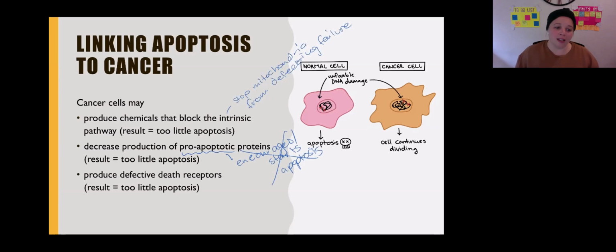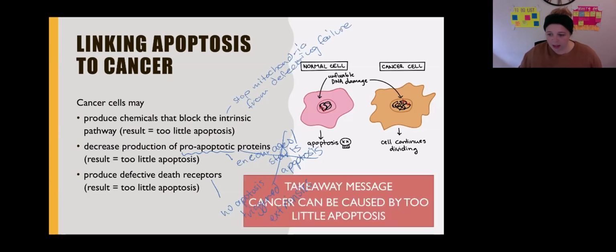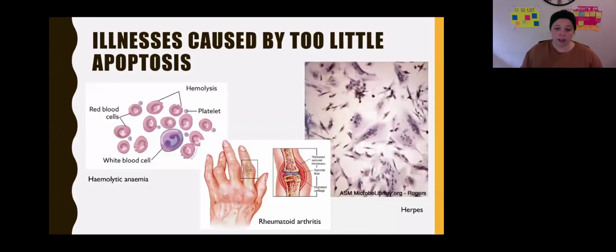The other thing with cancer is sometimes you've got defective death receptors. If you get defective death receptors, that means no apoptosis triggered extrinsically. And if that happens, your overall takeaway here is cancer can be caused by too little apoptosis. Okay, so this is your overall takeaway in a blue box on your notes, that cancer can be caused by too little apoptosis.